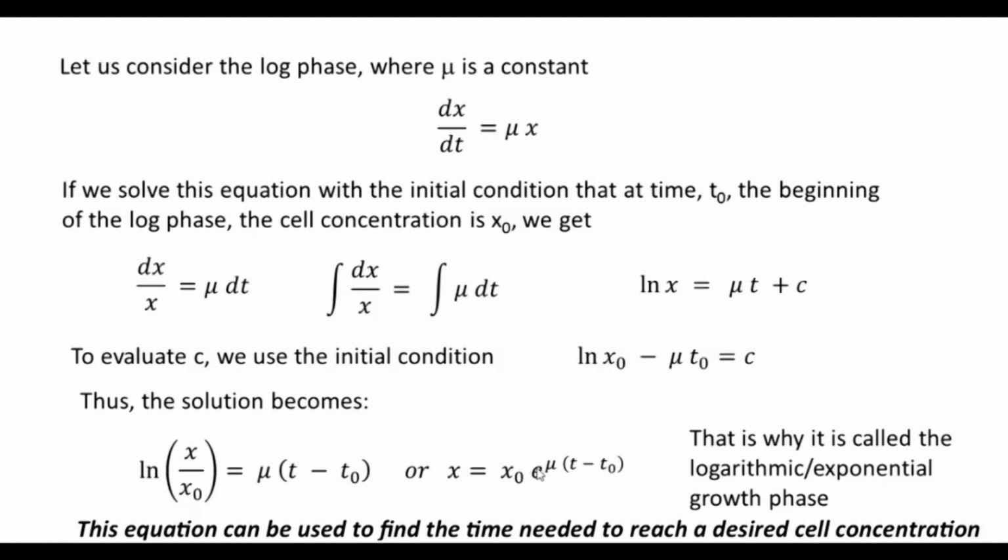Since this is exponential and this is a log, we call the phase either a logarithmic phase, which corresponds to this, or an exponential growth phase, which actually describes the variation of cell concentration with time. That's actually why it is called the log phase.